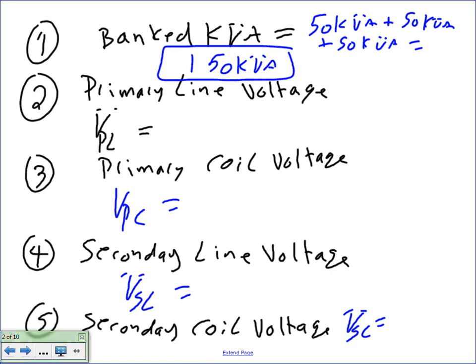Any question about that? Why 150? Just add them up, because each one of them contributes 50. When you add them all up, it ends up with 150. Any question about that? Any question?